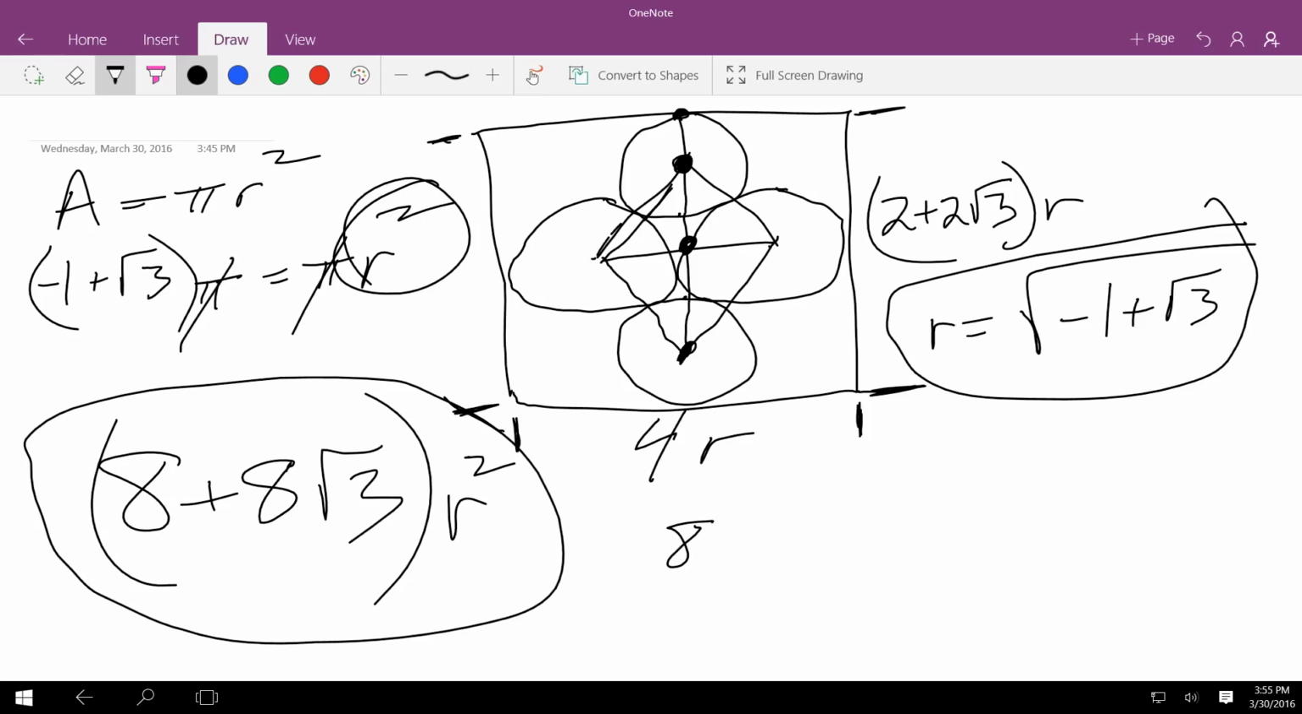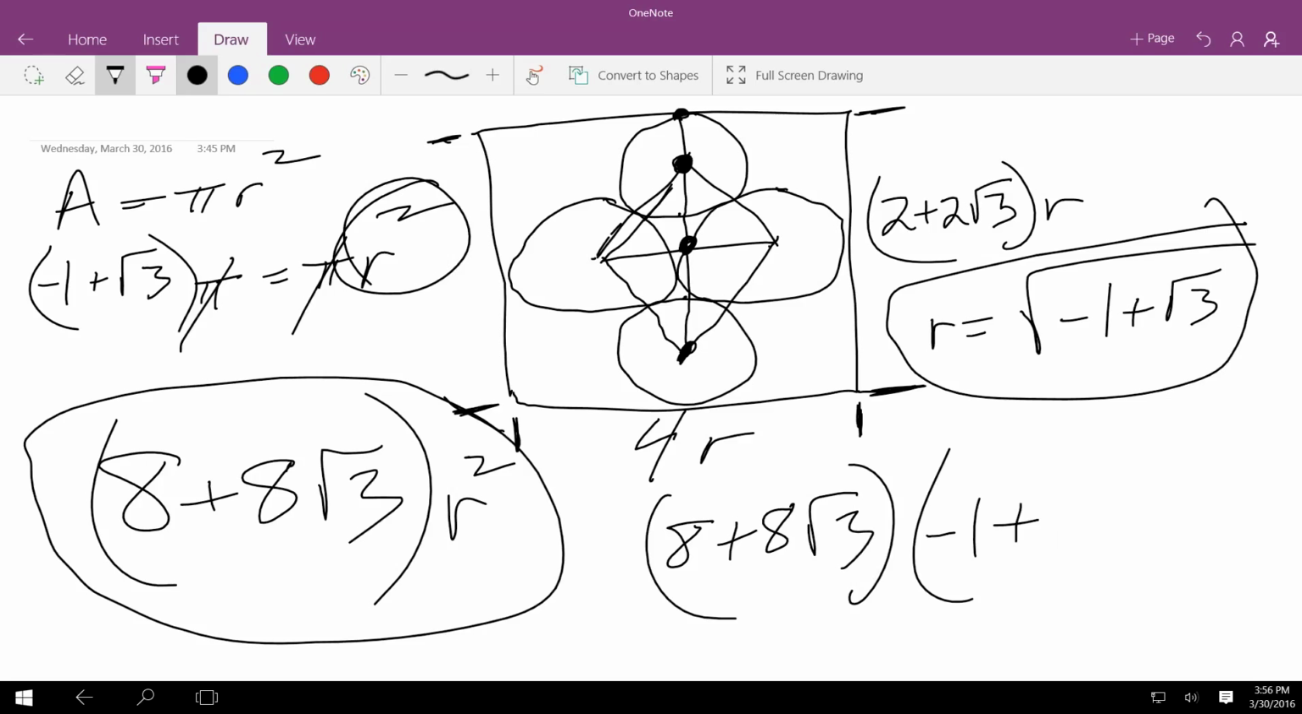So my final answer is going to be 8 plus 8 root 3 times minus 1 plus root 3, which is R squared. And then, of course, we would want to multiply that out and distribute and gather like terms. But how good is this problem? I mean, this is a great geometry problem because it talks about circles and triangles and equilateral triangles. And then there's some rather hefty algebra in it.